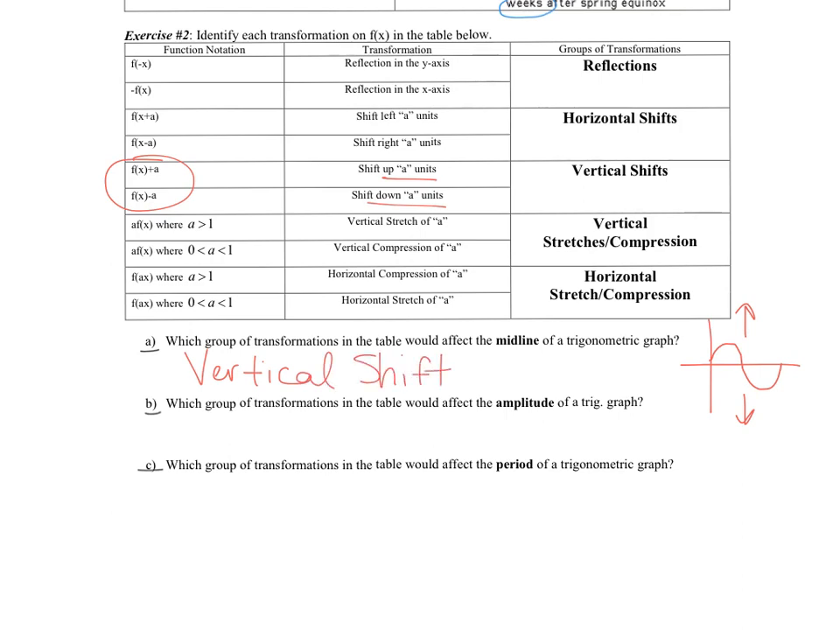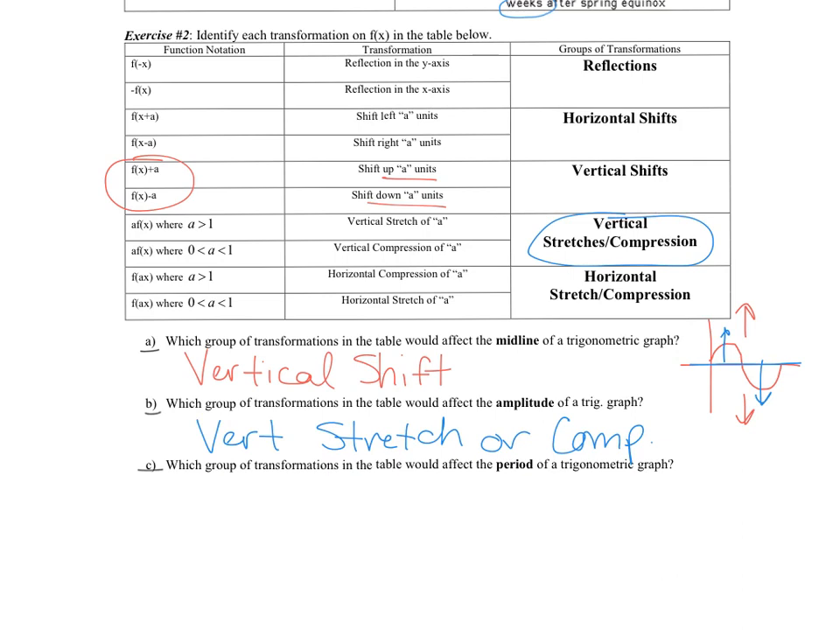Which group of transformations would affect the amplitude? So the amplitude is from that midline. How much does it go up or down? And that would be our vertical stretches or compressions, right? Stretching out the graph or pressing it back down towards the midline. So vertical stretch or compression.